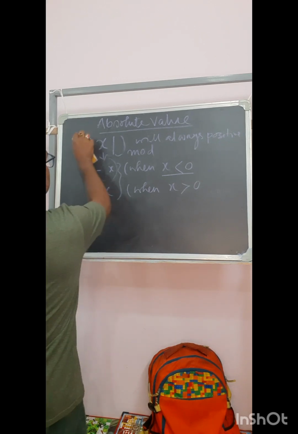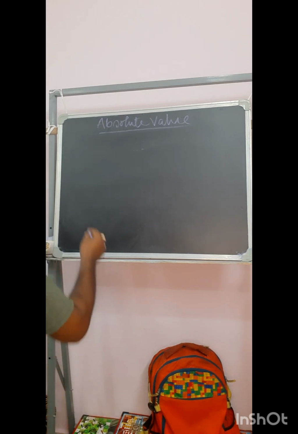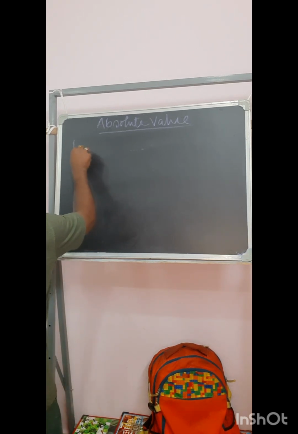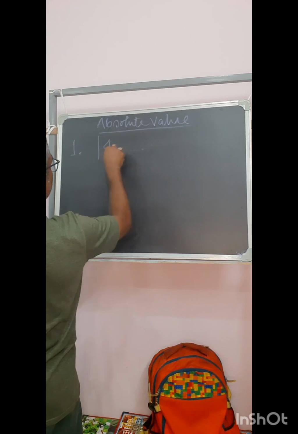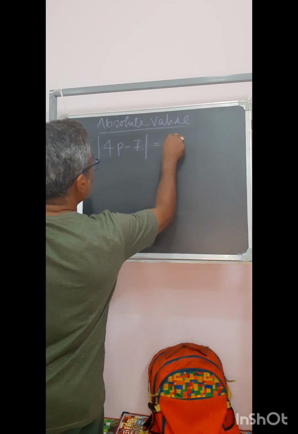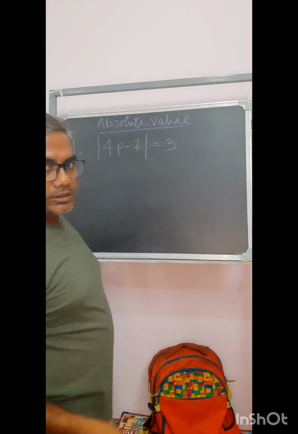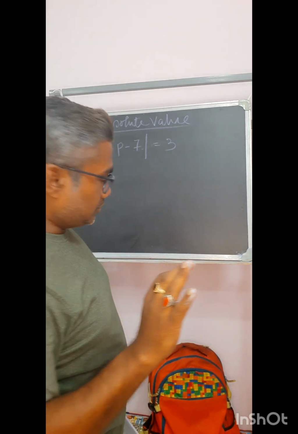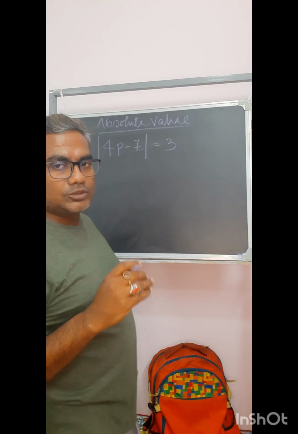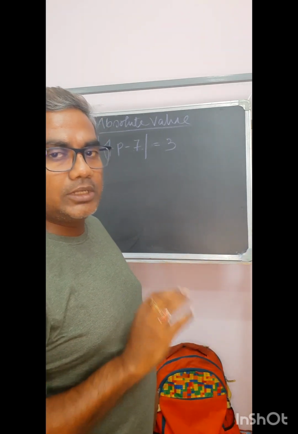Now we will do something related to a linear equation or a condition where this absolute value will come. So how? Let's take an example: mod of 4p minus 7 is equal to 3. For this kind of equation, there may be more than one solution, or a set of solutions within some range where the solution will lie.